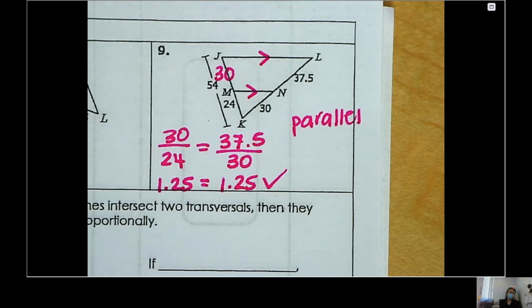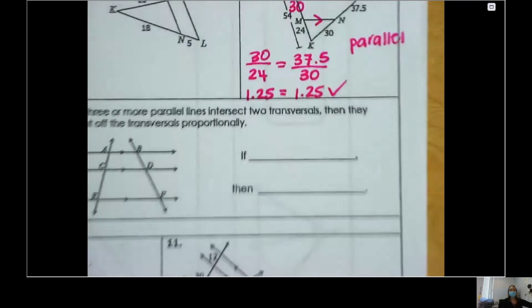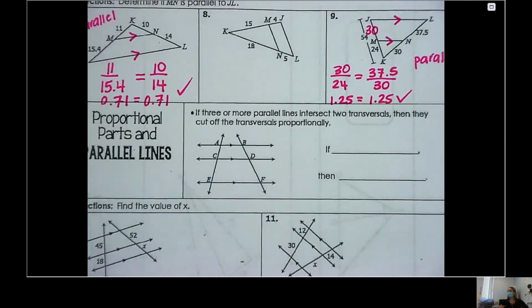All right. Now, next one. Proportional parts of parallel lines. Can I have somebody read this next theorem? Proportional parts of parallel lines. Who'd like to read?